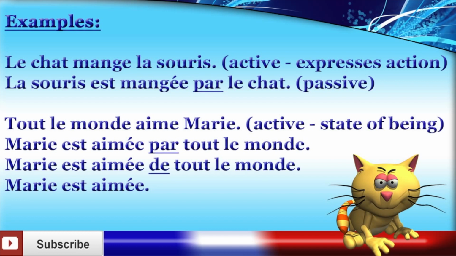For example, le chat mange la souris. La souris est mangée par le chat. The verb manger expresses an action, so in the passive voice, the doer is introduced by the preposition par.